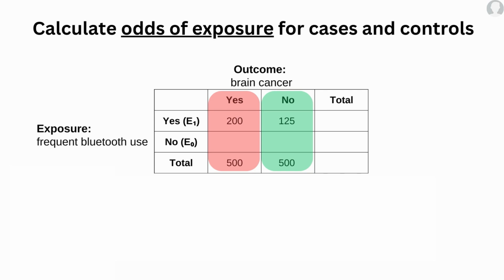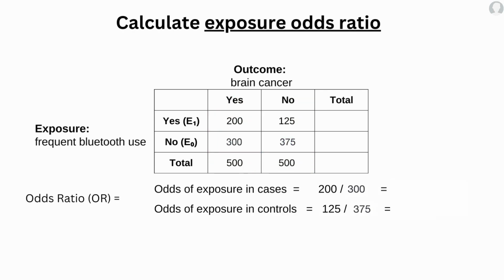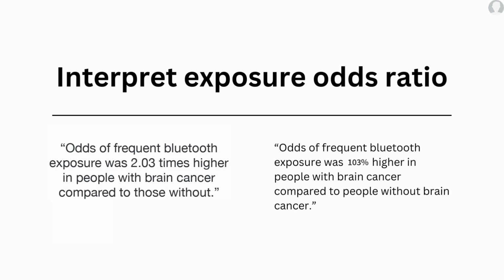Now we can add these numbers to the table and use subtraction to find cells C and D. Now we can calculate the exposure odds ratio, which uses division to compare the odds of exposure in cases and controls. If you're wondering why we are only calculating an odds ratio and not an odds difference, it's because there's no such thing as an odds difference. Finally, we can interpret the odds ratio.